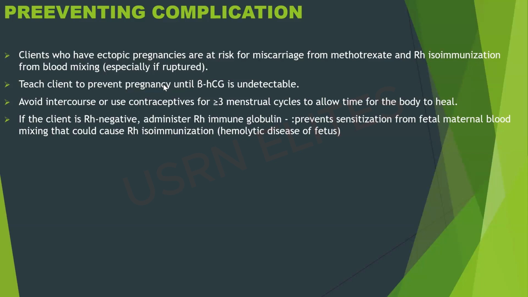And we need to also prevent pregnancy until the HCG is undetectable. All right. And avoid intercourse and contraceptive use for at least 3 menstrual cycles, which is equivalent to what? 3 months. It's simple. So even if there's surgery or even with the drug, you have to still avoid what? Pregnancy for 3 months. Very important.